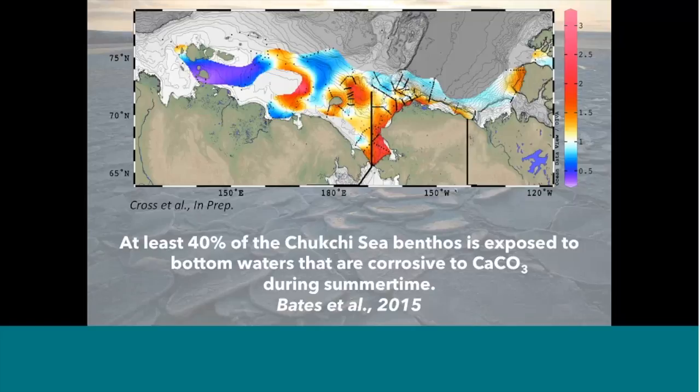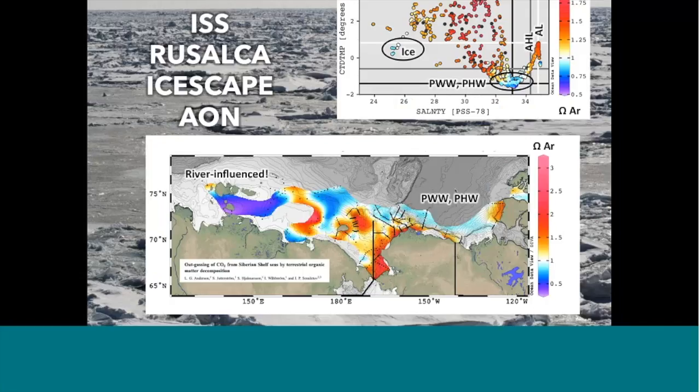Nick Bates actually did an areal estimate and said that about 40% of the Chukchi Sea benthos is exposed to bottom waters that are corrosive and may start impacting these organisms. So the reason that we see all of these corrosive waters in the Pacific Arctic region and in our DBO boxes is actually the result of the same things that we want to study with the DBO, right? These are highly productive regions. There are active food webs in these areas.